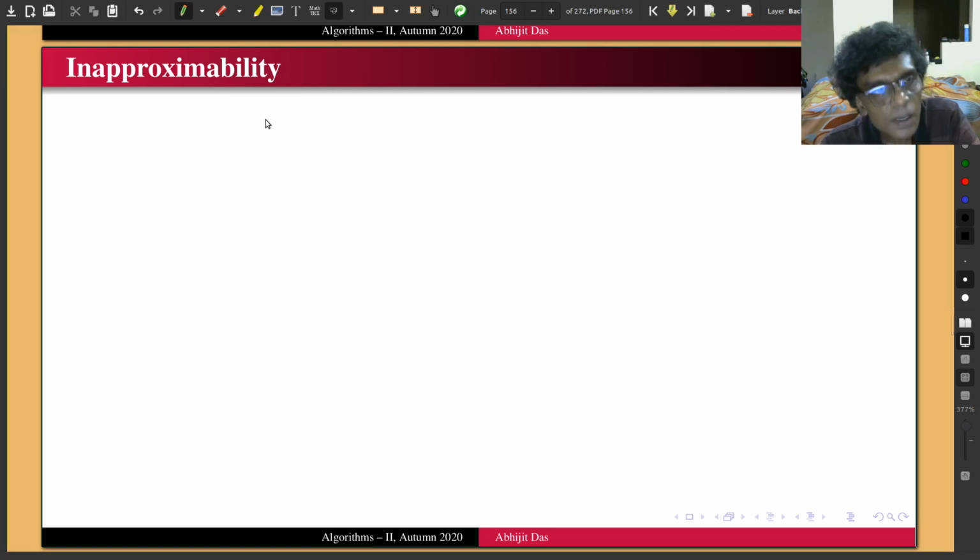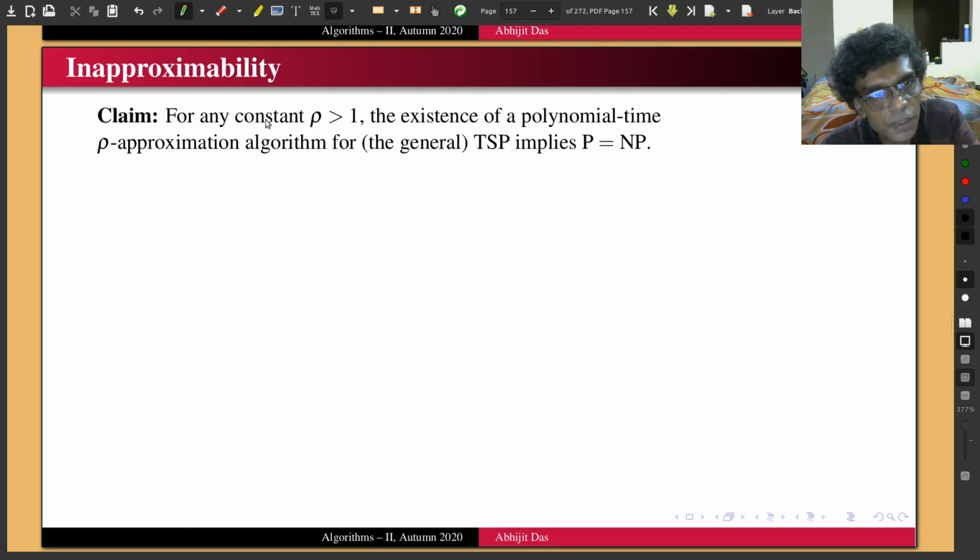Okay. In short, I will now prove this statement for any constant rho greater than 1. The existence of a polynomial time rho approximation algorithm for the general case of TSP implies that P is equal to NP. Okay. So, the popular belief is P is not equal to NP, therefore by contraposition there cannot exist any rho approximation algorithm for the general traveling salesperson problem. Okay. So, how do I prove this? I prove it by contradiction.